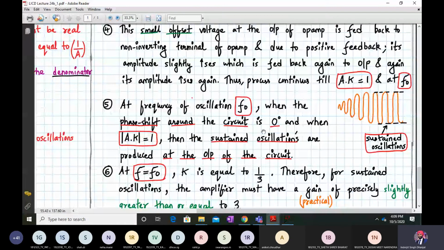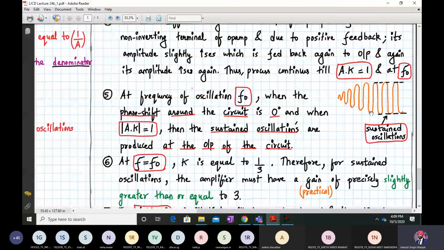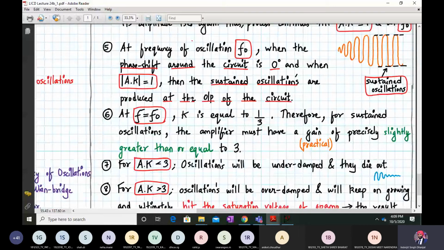Whenever the phase shift around the loop is 0 degrees and A into K is 1, the product of it is 1, you get a sustained oscillation. Now, what do you mean by sustained oscillation? The amplitude and the frequency of oscillations are steady. They are constant. At f equal to f naught, the gain of the feedback network is 1/3, which we have already seen. So the gain of the amplifier should be slightly greater than 3.